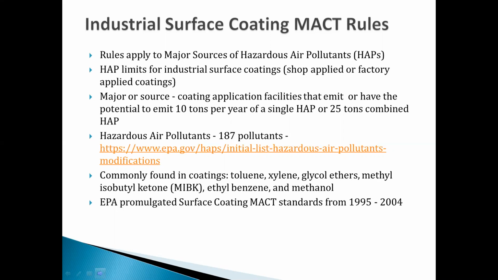So, hazardous air pollutants. I provide a link here in the presentation. There are 187 pollutants or compounds that the EPA has designated as HAP. This is just a few, but the commonly found HAPs in coatings are toluene, xylene, glycol ethers, MIBK, ethylbenzene, methanol. These are compounds within coatings that are further regulated by EPA, specifically these industrial surface coating MACT rules. EPA promulgated the surface coating MACT standards starting in 1995 and generally finished the last one in 2004.